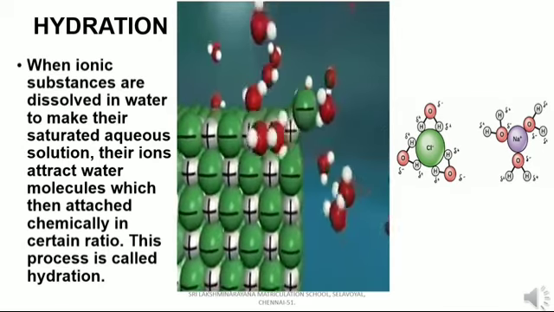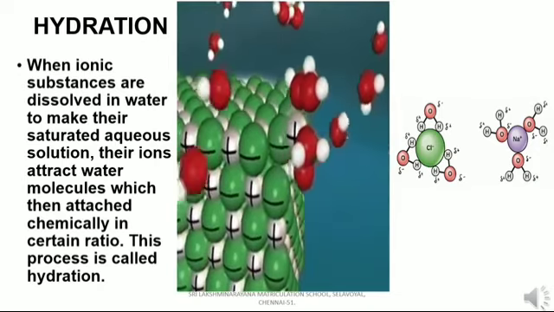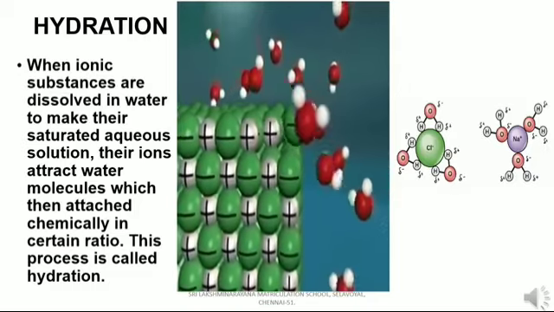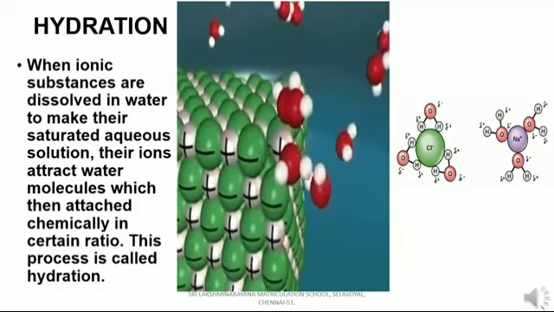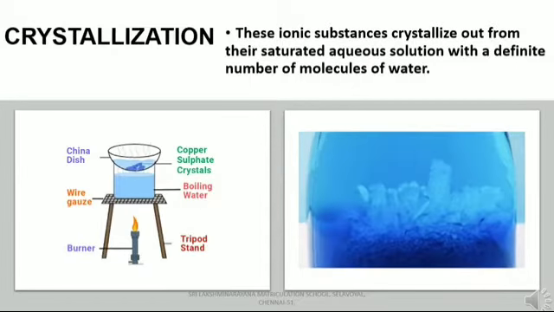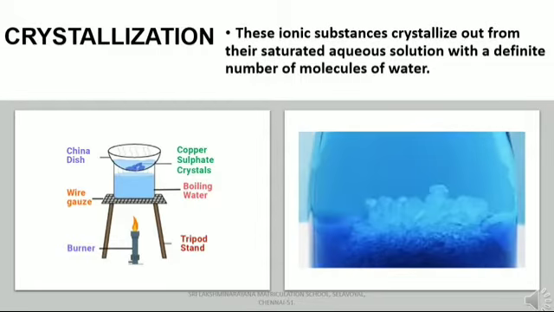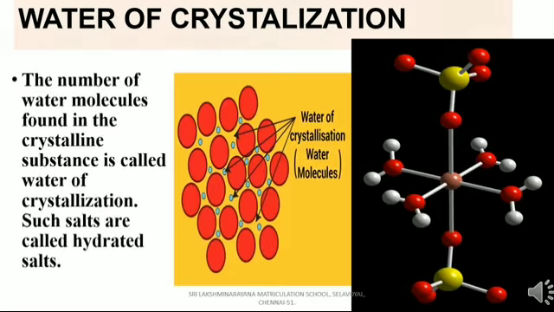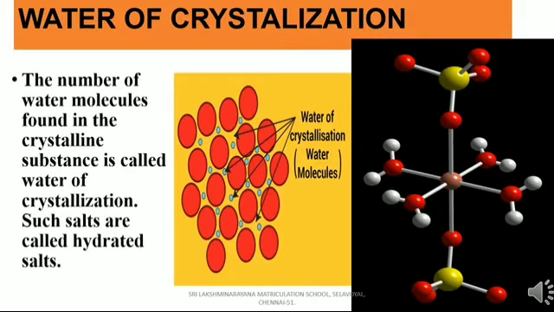These ionic substances crystallize out from the saturated aqueous solution with a definite number of molecules of water. Already we have studied this concept. Crystallization means படிகமாக்குதல். Next, water of crystallization: the number of water molecules found in the crystalline substance is called water of crystallization. Such salts are called hydrated salts.